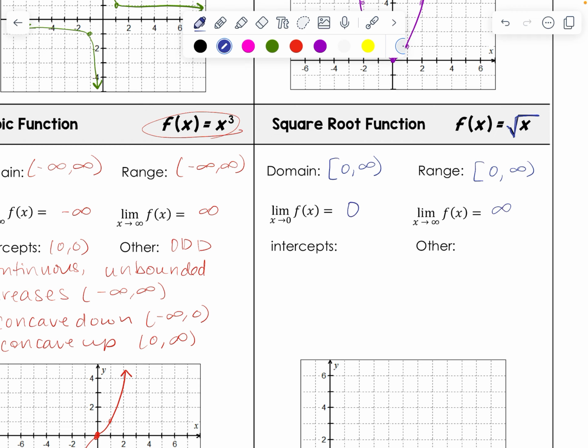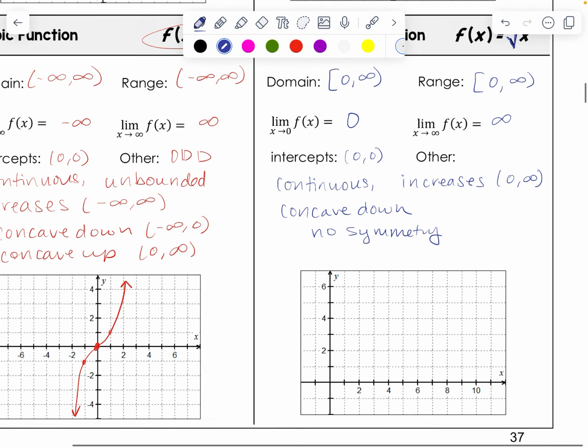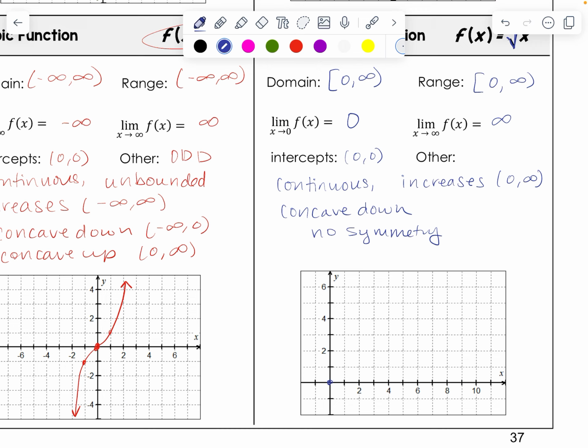Okay, we know there's an intercept at 0, 0. It's continuous. It increases from the interval of 0 to infinity. It's concave down. And it has no symmetries. And the way it looks, it starts at 0, 0, goes up, and it kind of starts to look like that.